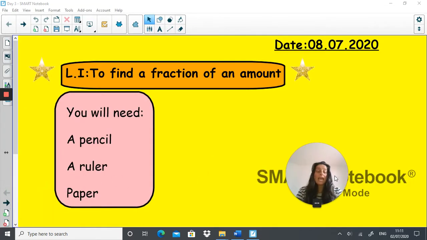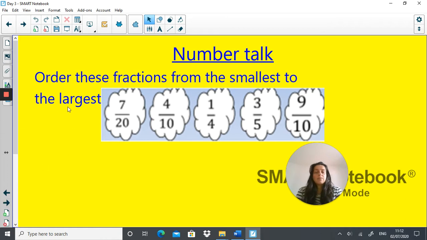Right, so today is the 8th of July 2020, it's a Wednesday, and today we're going to do some more detailed work on finding fractions of an amount. We've looked at this in number talk in some of our lessons and some of your tasks, but today we're going to be delving into it a little bit deeper. You'll need a pencil, a ruler and a piece of paper to write on. Let's get started. Your number talk is to order these fractions from the largest to the smallest, and you can start. Pause the video and have a go.